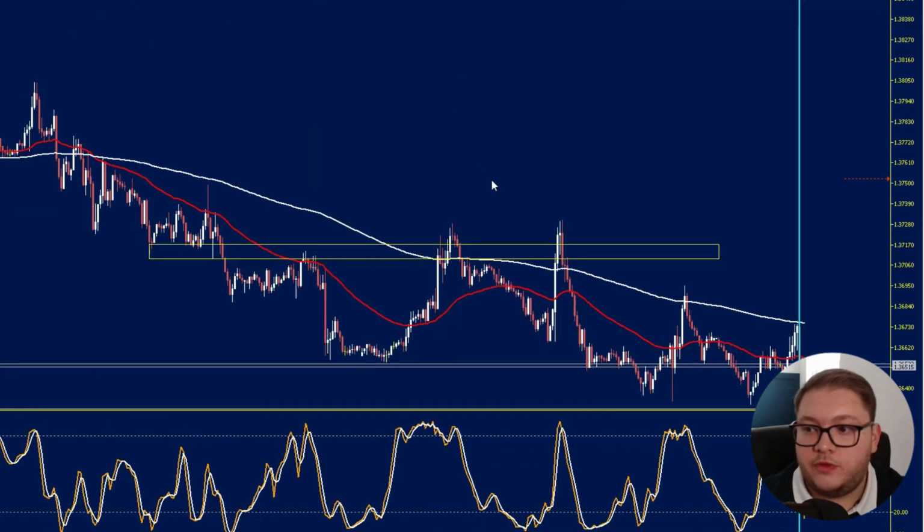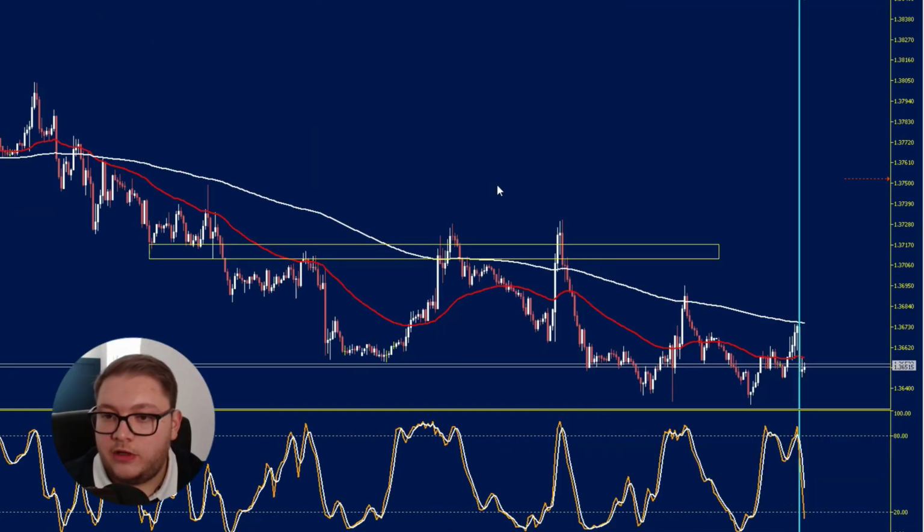But I think this strategy works really, really well if you are looking for a trend-based system, and it's still something that I apply every now and again. So keep that in mind.